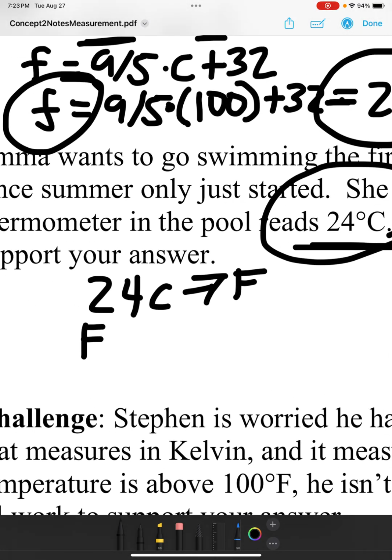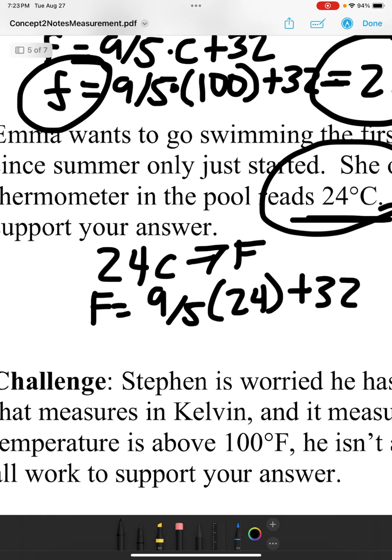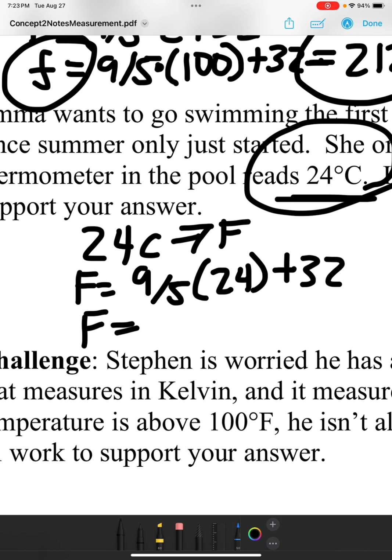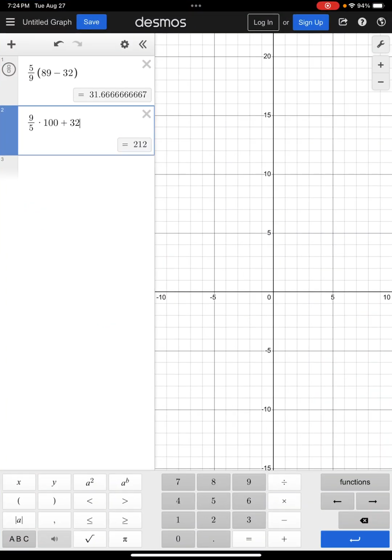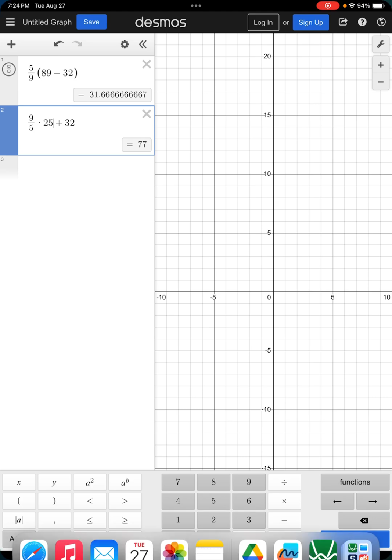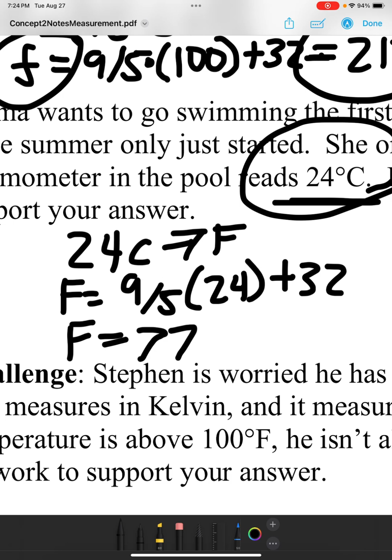So F equals 9/5, or 9 divided by 5, times C, which in this case is 24, plus 32. So now I just need to type that into my calculator, or you can simplify it by hand if you prefer. I'm going to do 9/5 times 24 plus 32. I'll reuse the one I already typed in. That gives me 77. So 24 degrees Celsius is the same as 77 degrees Fahrenheit.